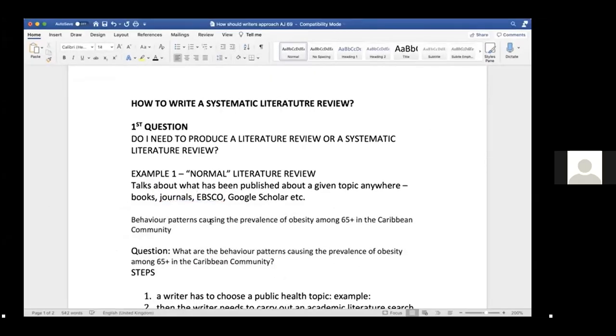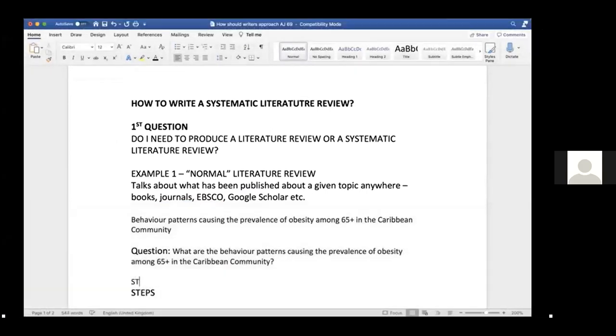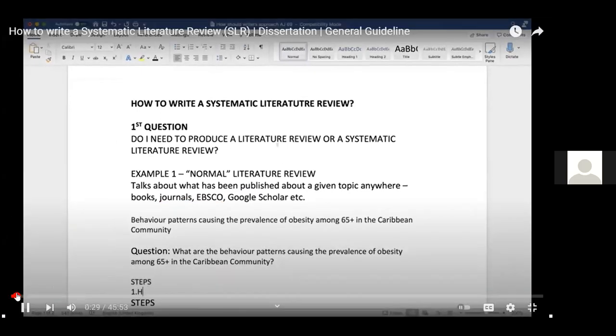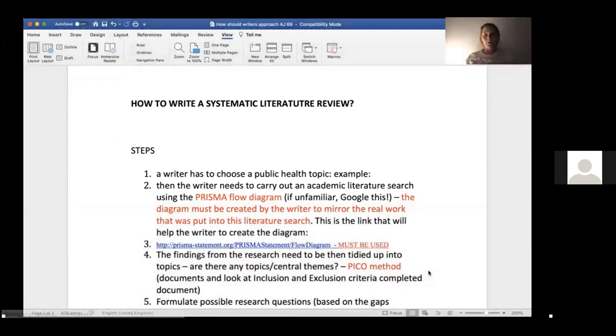If you are asked to write a normal literature review, you will take the following steps. First of all, clearly explain the difference between a normal literature review and a systematic literature review. Many students, when they have their assignments given, don't know the difference. What is a literature review and what is a systematic literature review?